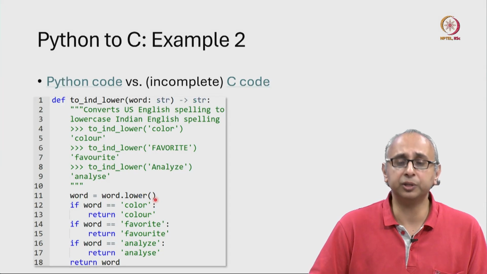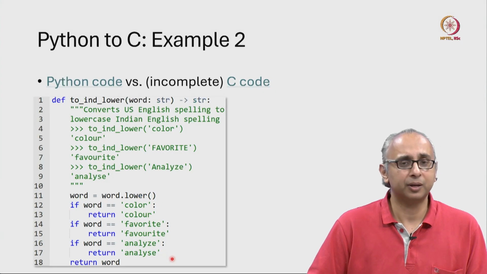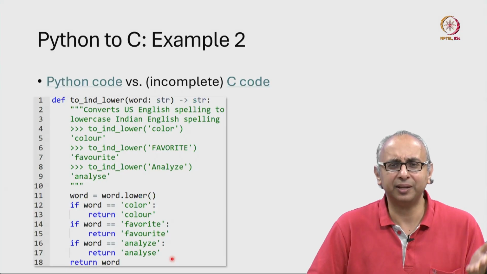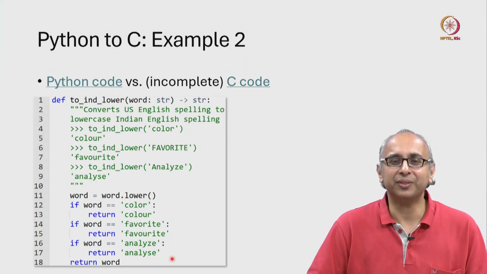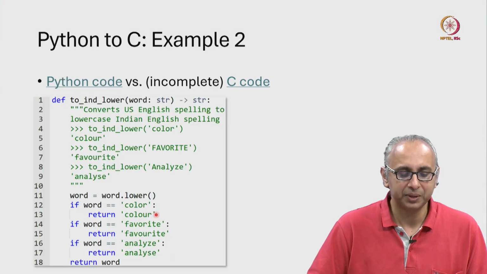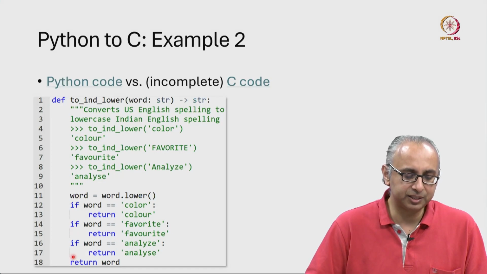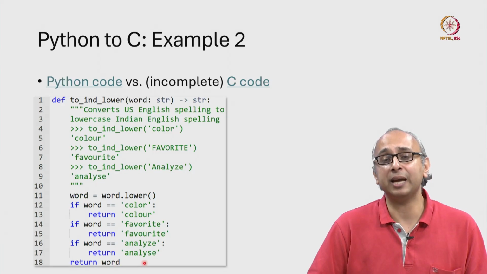Firstly, convert the word to lowercase, and then check if the word is one of the words we know how to convert. Now you might be wondering, what about all the other words? Well, we'll wait on that. For now, let's just translate this Python code into C. So if it's one of these, we know how to translate it. If none of these conditions hold, then we just return the word as it is.